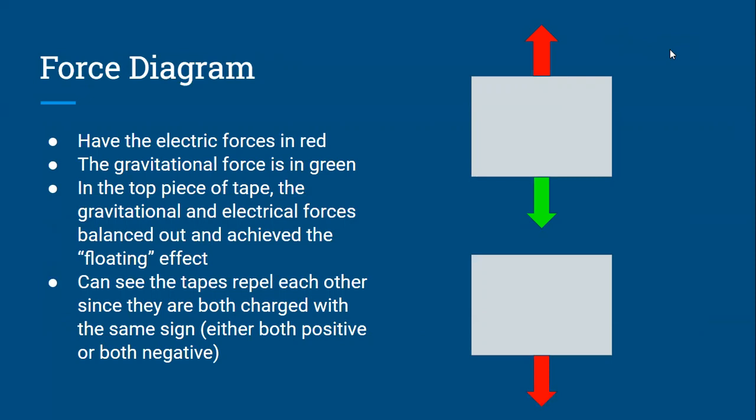Here's a force diagram of what's going on with the two pieces of tape. You see the top piece has the electric force going up and the gravitational force going down, and they're balanced. So thus the tape was floating or hovering. And you can see that the tapes repel each other since they both have the same charge, and that's why the electric force is going opposite to each other on the two pieces of tape.